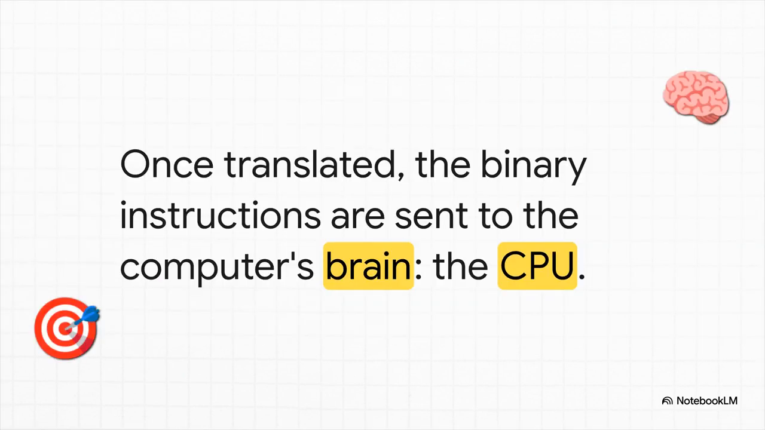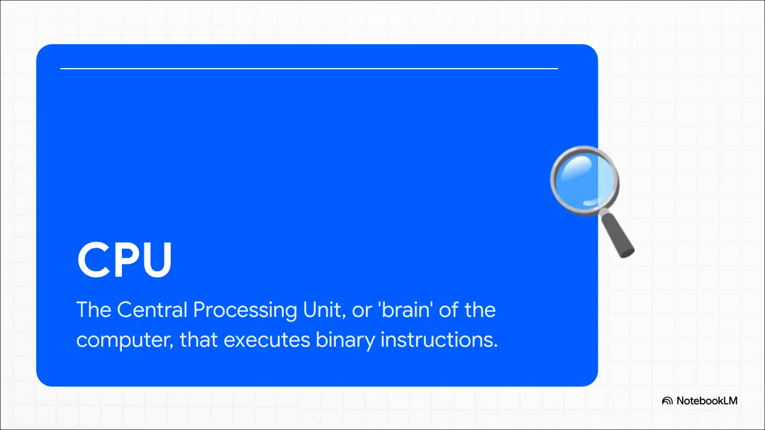Okay, so once the code is in its final binary form, it's ready. It gets sent to its one and only destination, the brain of the computer. And that's the CPU, the central processing unit. This is the part that does the real work. It's the core component that actually reads all those strings of zeros and ones and performs the calculations and actions that your code wanted to happen in the first place.